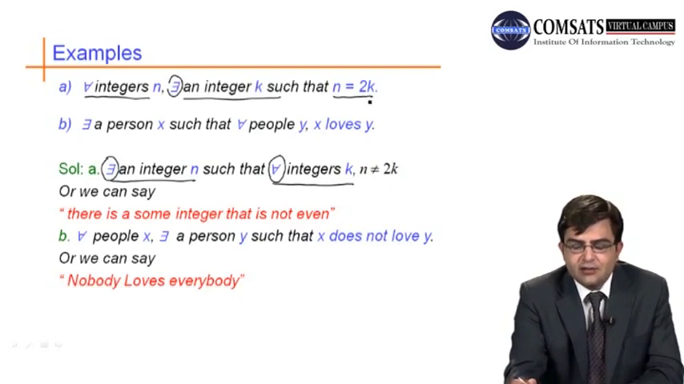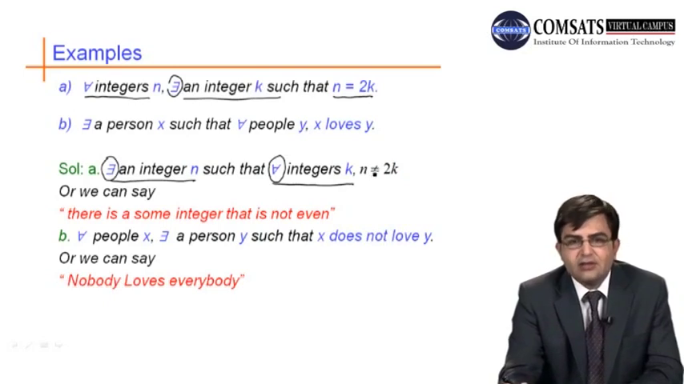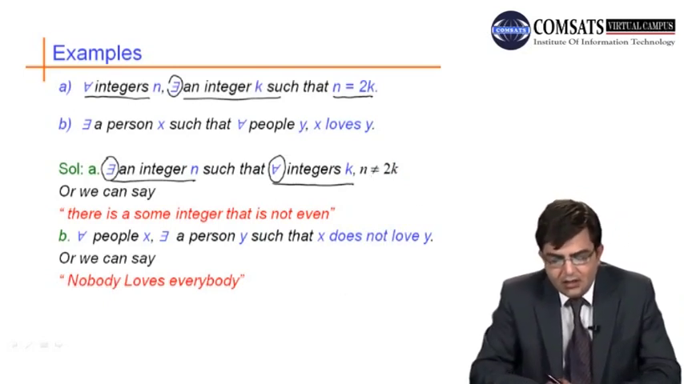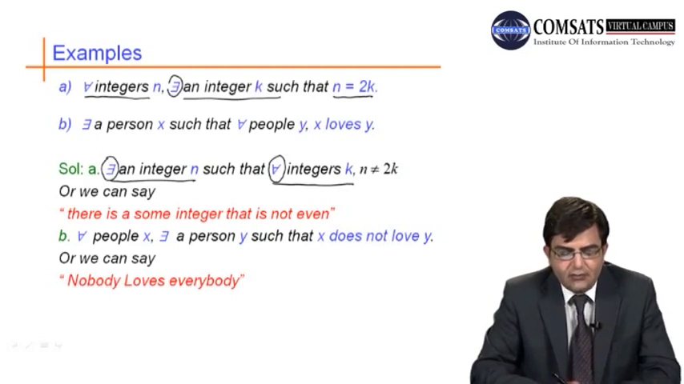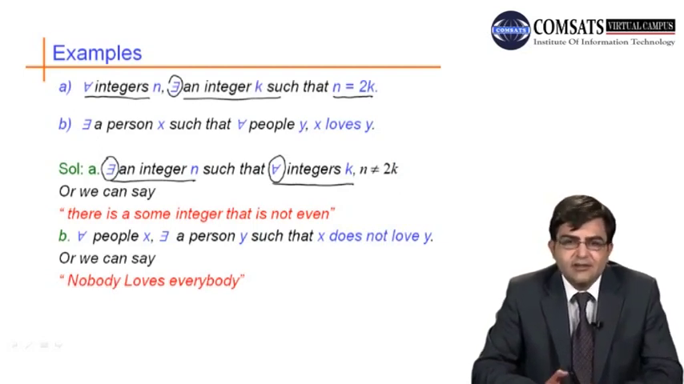What will be the negation of n is equal to 2k? We say that n is not equal to 2k. What does it mean? That there exists some integer that is not even. So this is true, there are integers which are not even.